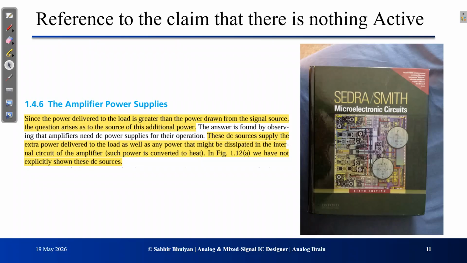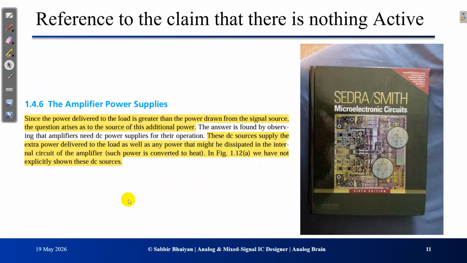The answer is found by observing that amplifiers need DC power supplies for their operation. If an amplifier is already active, why should it need a DC power supply? Active means generating energy. It will generate energy. Active circuit component. Okay, and passive, it will dissipate or absorb energy. Okay, nice. So these DC sources supply the extra power delivered to the load as well as any power that might be dissipated in the internal circuit of the amplifier. Such power is converted to heat. Okay, we have not explicitly shown these DC sources.